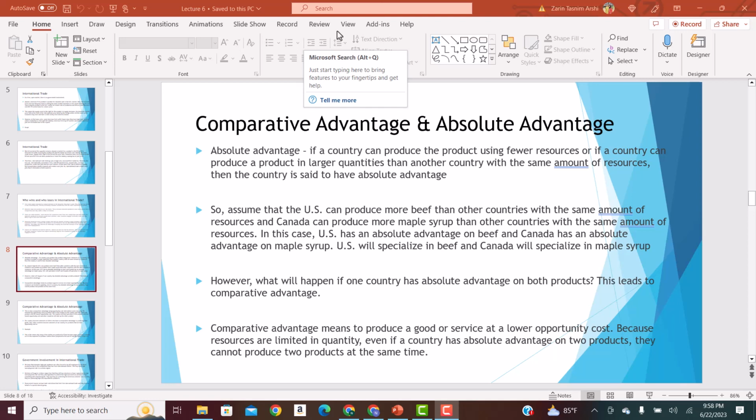Now, comparative advantage means a country is going to produce a good or service at a lower opportunity cost compared to the other country. Because resources are limited in quantity, even if a country has absolute advantage in two products, they cannot produce two products at the same time. So a country that has lower opportunity cost will produce a good based on comparative advantage. We'll do some examples to go over this concept so it's clearer how we apply these models in real world situations.